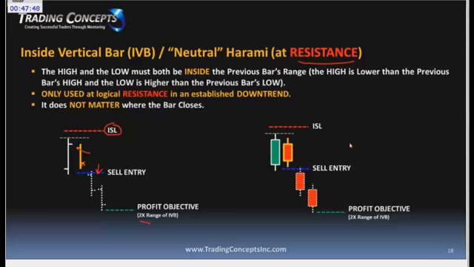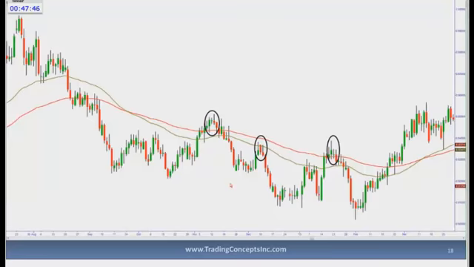Okay? So let's take a look at the chart here. So look at the trend is down. Market's trading below the 50 and 89. Pulls up. It takes out the moving averages by just a little bit. But look at this inside vertical bar. Okay? A very, very low risk trade. You go short as the market takes out that low and place your initial stop loss above the prior high.